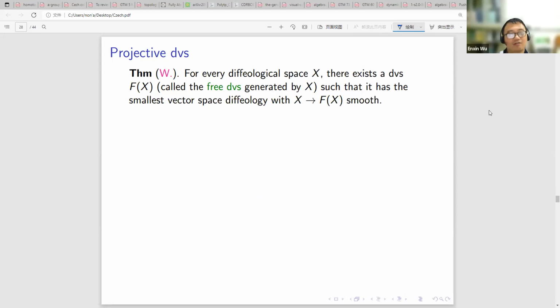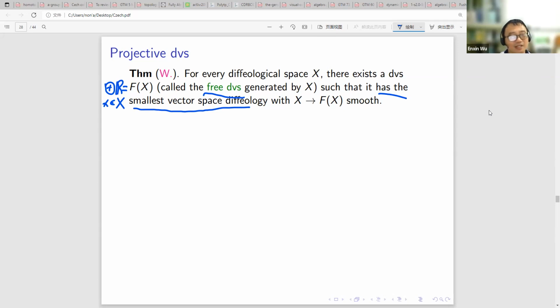So the thing is, I need to produce as many projectives as possible, then I can do homological algebra, because for homological algebra you need enough projectives. The first thing is I can take what is called a free diffeological vector space. I'm not going to give you all the details, but abstractly, given an arbitrary diffeological space X, you can always find a diffeological vector space. It's very easy: for each element in X, you take a copy of R. This is your vector space. And you take the smallest vector space diffeology, because you want to put the diffeological information of X into this diffeological vector space.